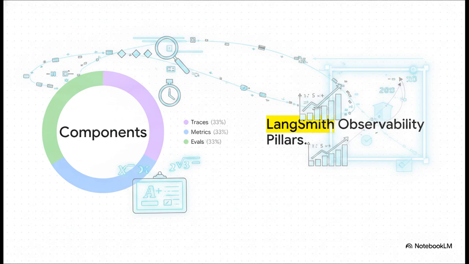First, you have traces, which track the exact flow, the agent's decisions, and the tool calls step by step. Second, you get metrics. This lets you track your token usage, your latency, and your exact costs down to the penny. And third, evals, which mathematically score your response correctness over time. Once you have this in place, you aren't just guessing anymore, you're actually engineering with data.